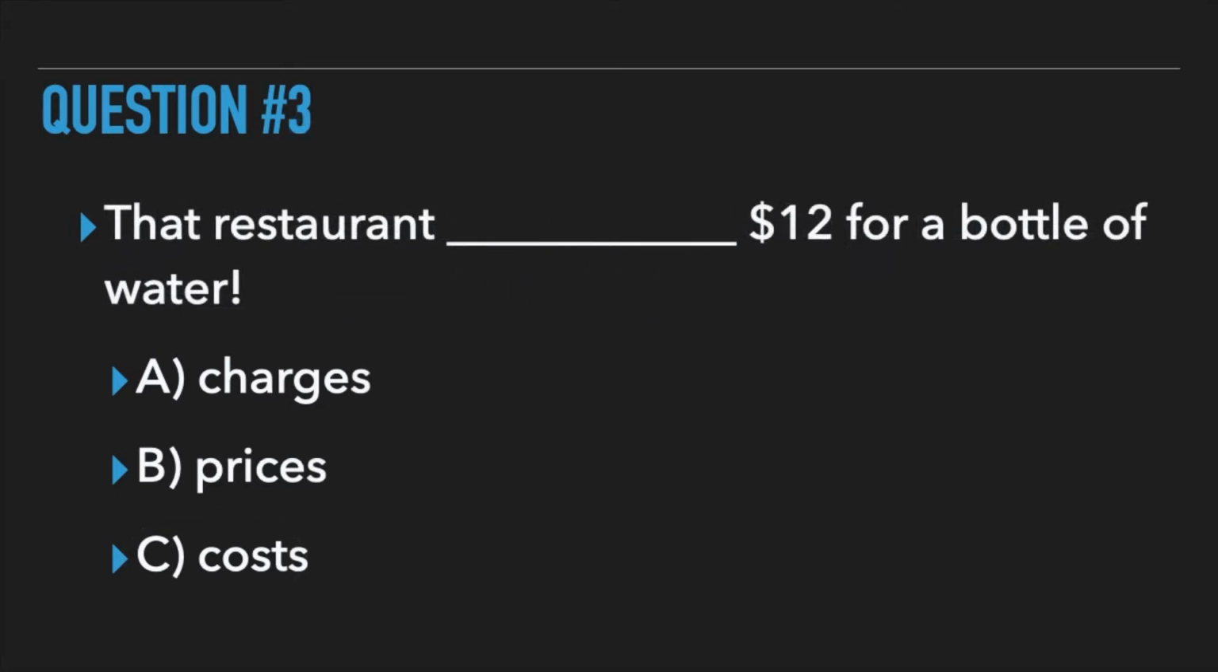Question number 3. That restaurant blank $12 for a bottle of water. Which is the best choice? A, charges. B, prices. C, costs. The answer is A, charges. That restaurant charges $12 for a bottle of water. Wow, that's expensive.